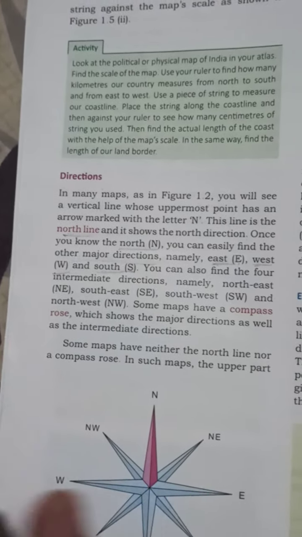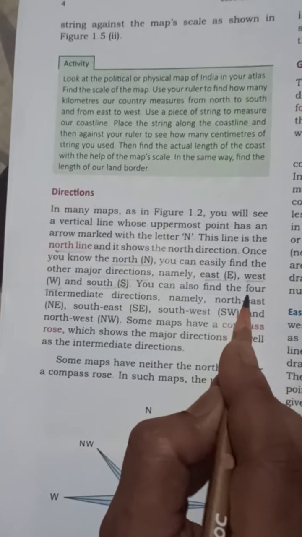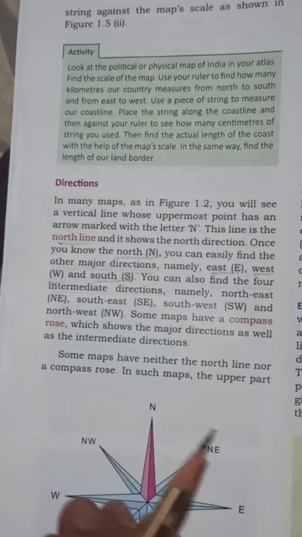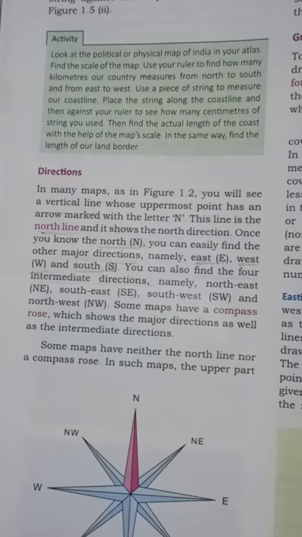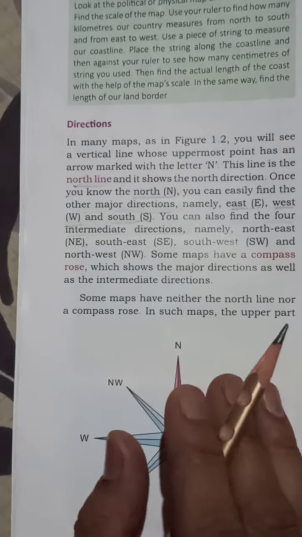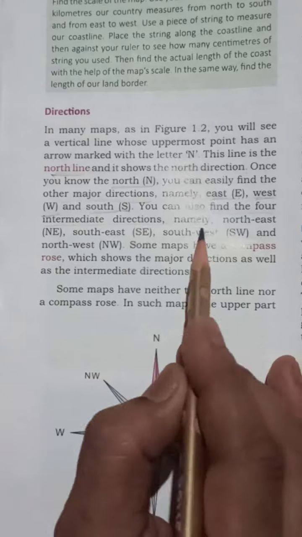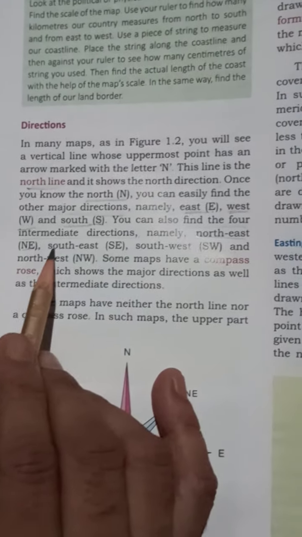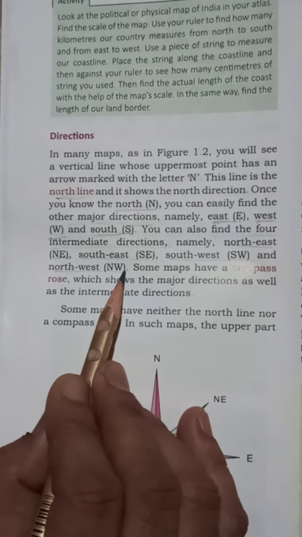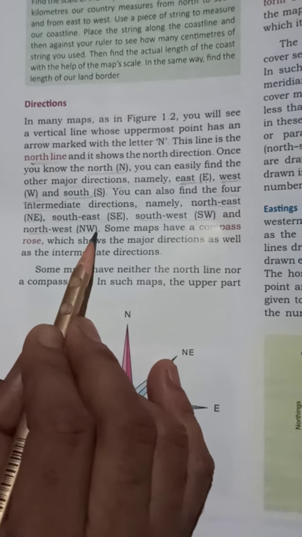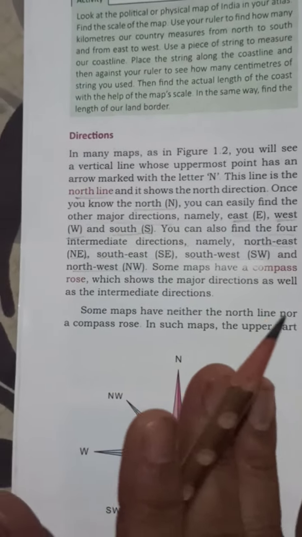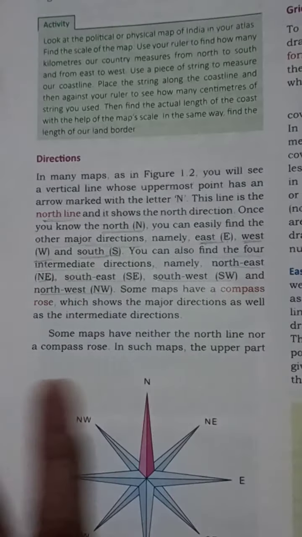From these directions, we find the four intermediate directions. Now I will tell the intermediate directions. The intermediate directions are northeast, southeast, southwest and northwest. They are the directions in between the cardinal directions north, south, east and west on a compass.